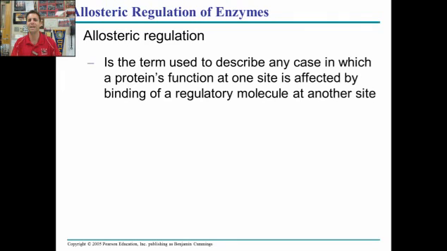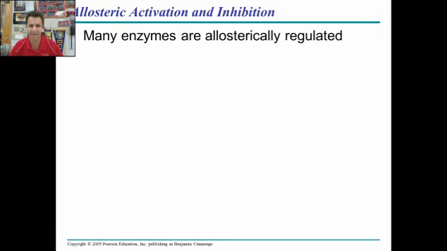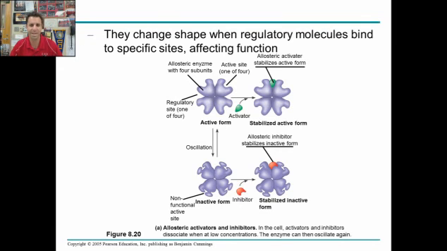So here we have allosteric regulation, a really common type of regulation. And this is any case in which a protein's function at one site is affected by a molecule's binding at another. We just call it a regulatory molecule. They can be allosteric activators or inhibitors, and many enzymes are allosterically regulated. Here, for example, is an enzyme. It has an inactive form, which is non-functional because the shape of the active site can't bind the substrate. And here's the active form, and they oscillate back and forth between the two.